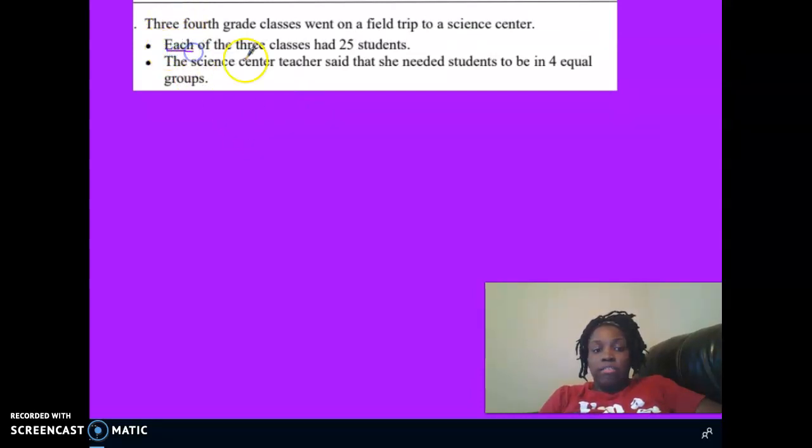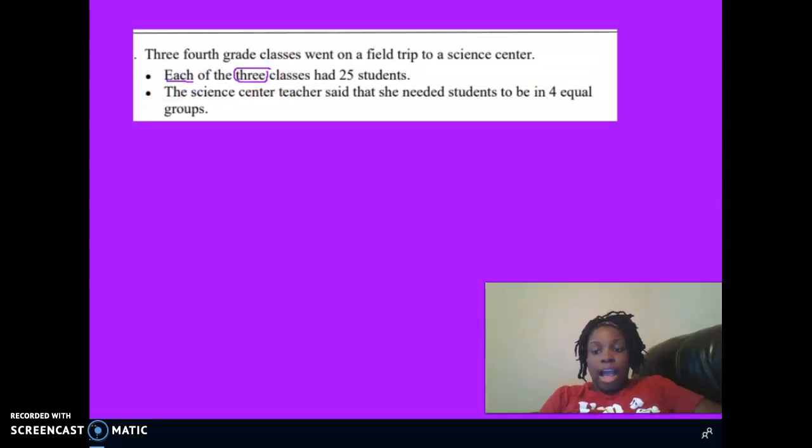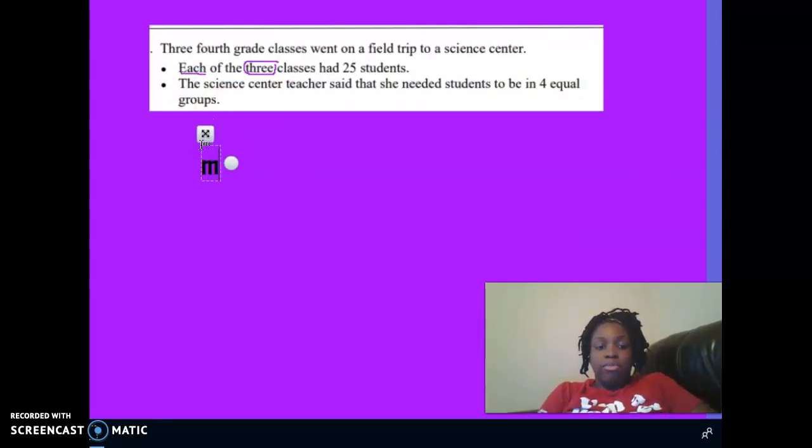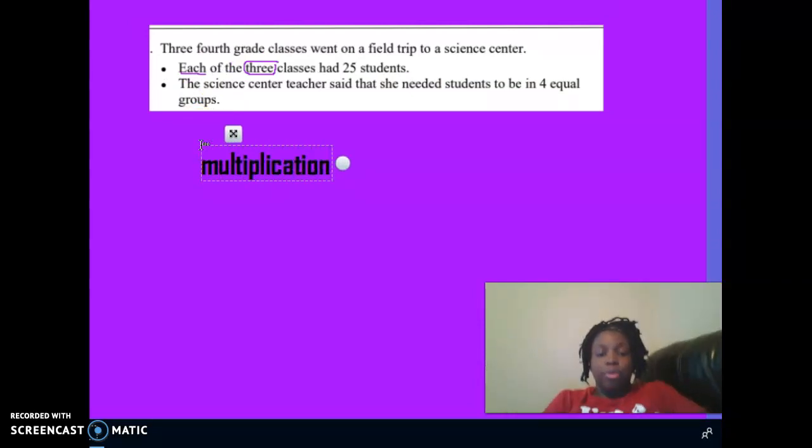So I know each of the 3 classes. 3 is a number. So I know that I am multiplying here. This is a multiplication problem. Boom, got that. So I know I'm doing 3 times 25, but whatever I get when I do 3 times 25, let's look at the next sentence.